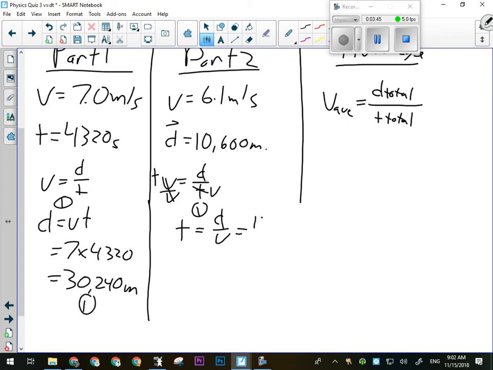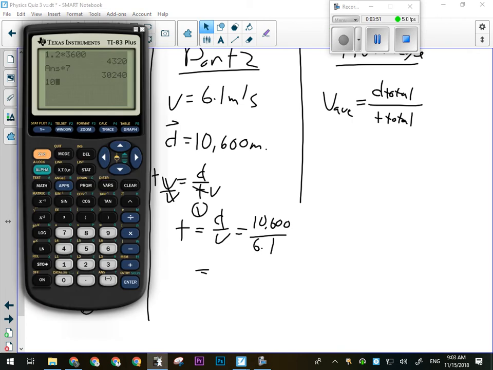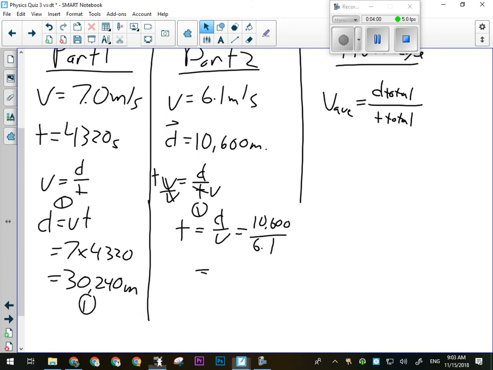Okay, that'll be 10,600 divided by 6.1. All right, so we're looking at 1,737.7 seconds. Okay, I'm going to keep all those decimals. I'm just not writing them all down. I'll keep them in the calculator. All right, so that'll be another mark there. What do you know? 5? Yeah, 5. Okay, now I've got to do this operation here.